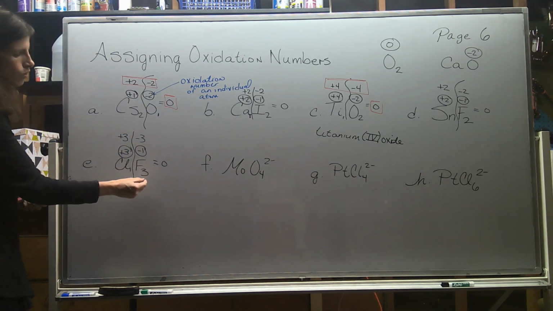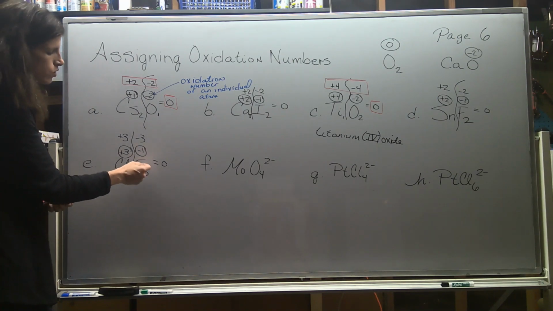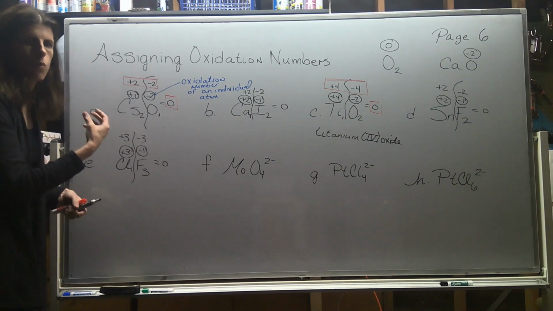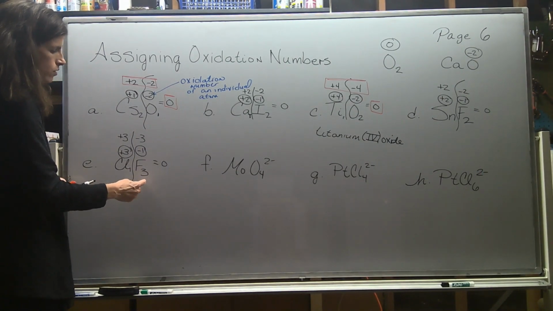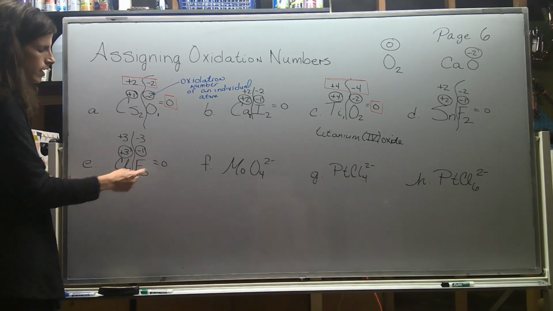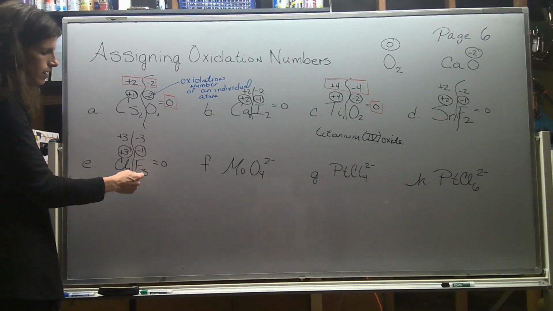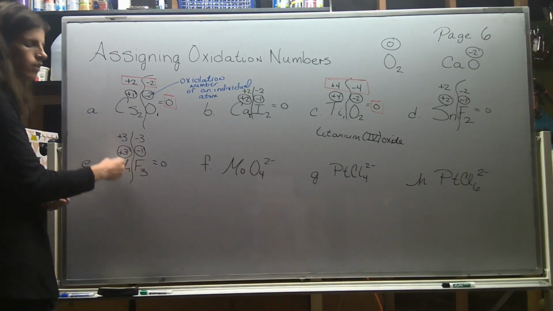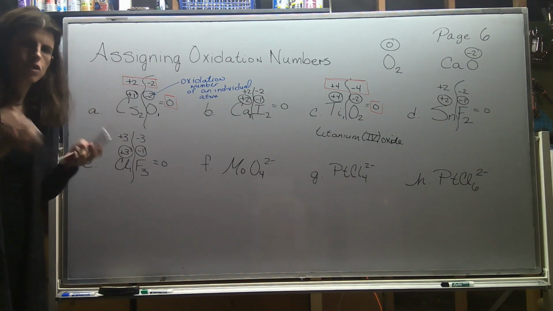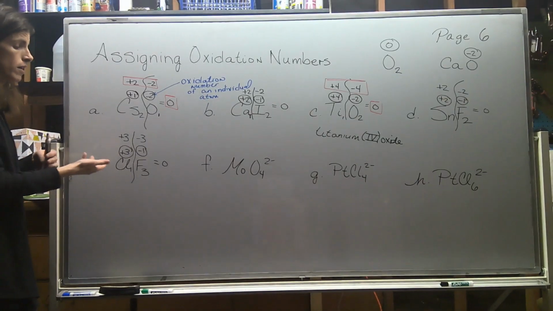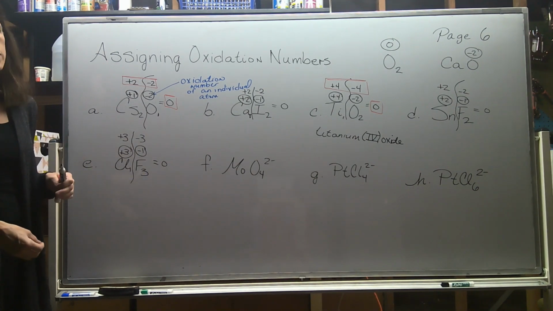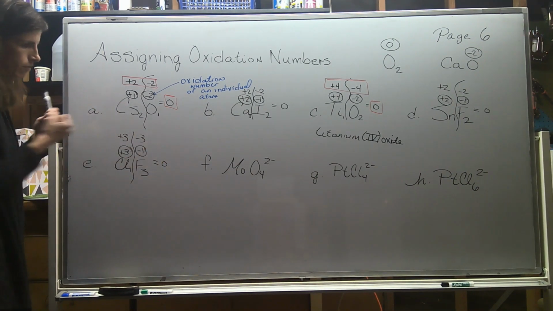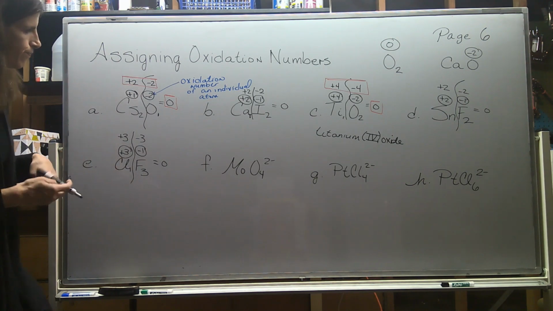Well, remember the rule says that the most electronegative atom will be assigned the electrons. So since fluorine is more electronegative than chlorine, fluorine gets the negative oxidation number, and chlorine is the loser of the group. I mean, chlorine is very electronegative, don't get me wrong, but it's hanging out with something that's more electronegative and more dominant. The fluorine pulls it in from the chlorine.